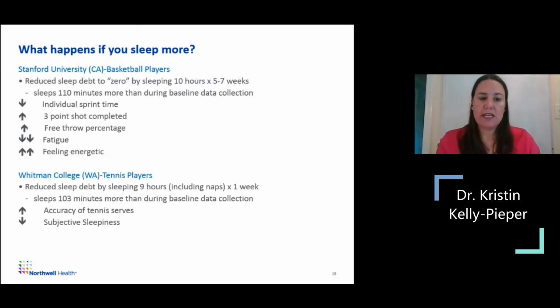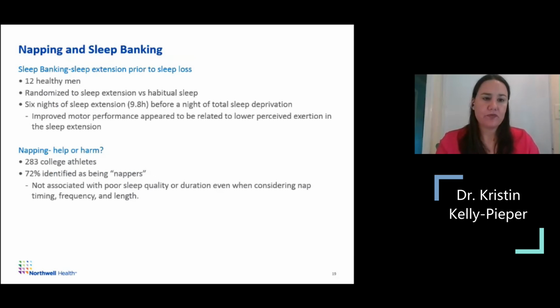Similarly, they looked at some tennis players at Whitman College in Washington. They reduced sleep debt by recommending a daily total of 9 hours of sleep, so that included naps, only for a short period of time, a week. And those kids were sleeping over an hour and a half more a night in that week, and they were feeling much less sleepy, and their tennis serves were shown to be more accurate.